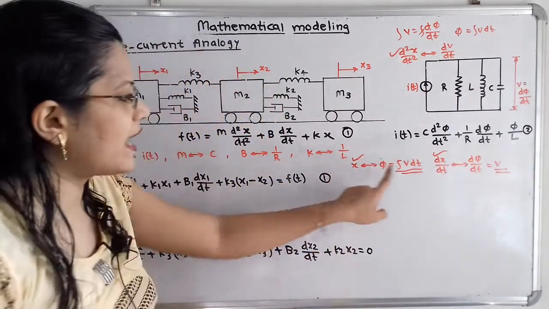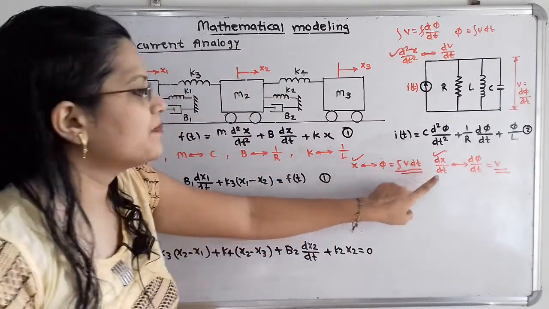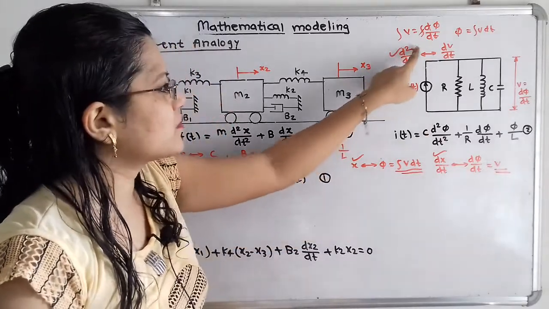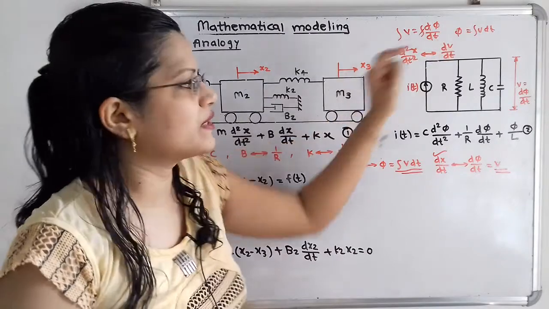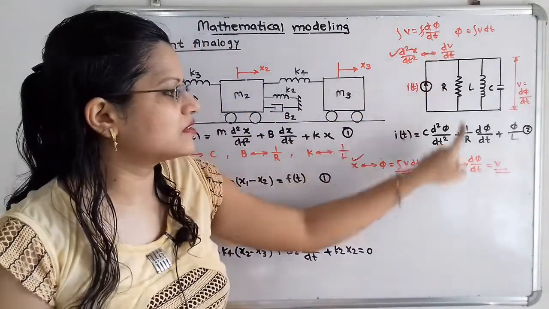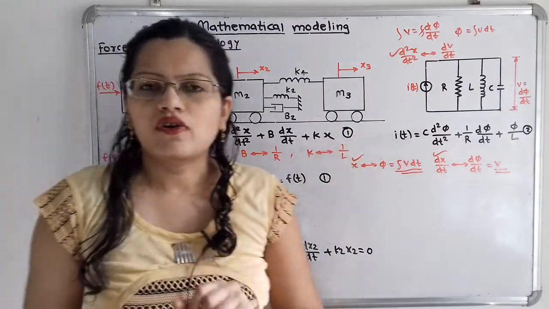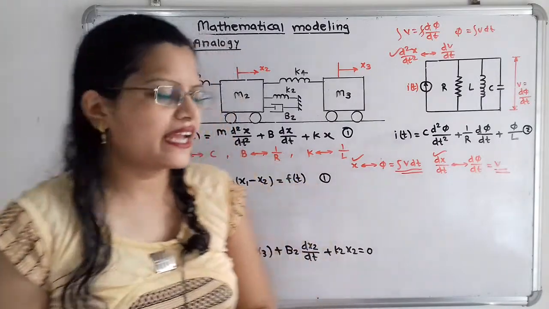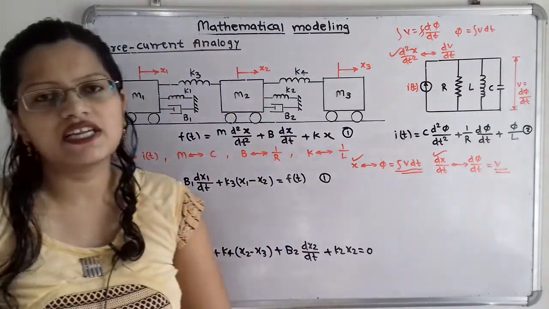Instead of x, I have to take integration of v dt. Instead of dx by dt, I have to take v, and instead of d square x by dt square, I have to take dv by dt. So you have to note down these three parameters, because these three are important coefficients in case of mechanical system. Now we will take the first differential equation.